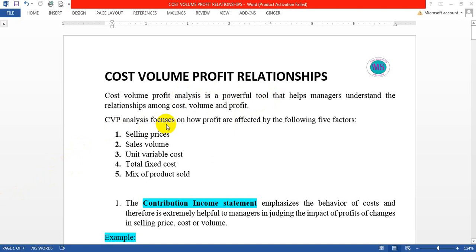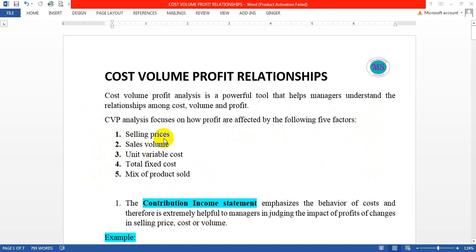CVP analysis focuses on how profit is affected by the following 5 factors: selling price, sale volume, unit variable cost, total fixed cost, and the mix of the products sold. This part is discussed in another video, with the name of introduction, application of CVP concepts, where I have discussed all these points in detail.